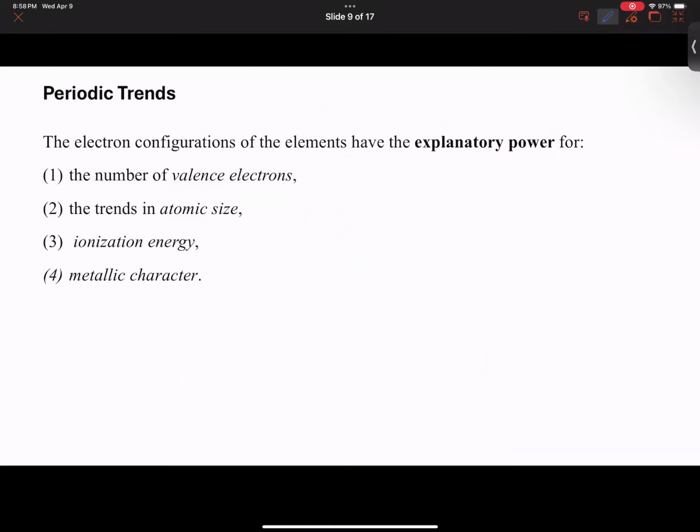Now let's look at free response problems and multiple choice problems. And first before going to that, let's look at periodic trends. Electron configuration is very useful, and it has explanatory power for the number of valence electrons, trends in ionic size, atomic size, ionization energy, and metallic character.